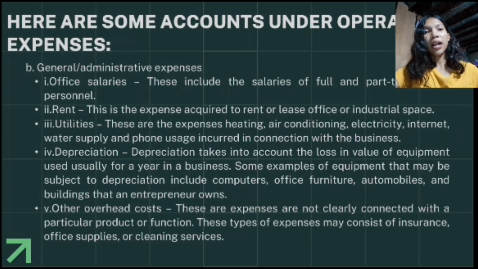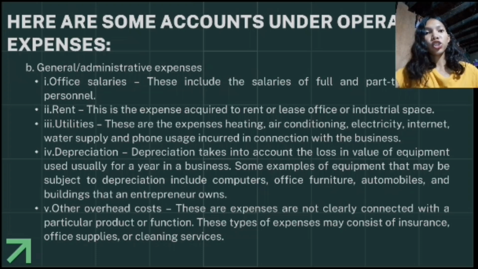Next are the general or administrative expenses. So under the general administrative expenses is the office salaries. So this includes the salaries of the full and part-time office personnel. Next is rent. So this is the expense incurred to rent or lease office or industrial space. Third is the utilities. So these are the expenses: heating, air conditioning, electricity, internet, water supply, and phone usage incurred in connection with the business.